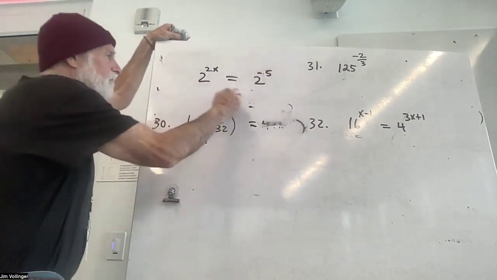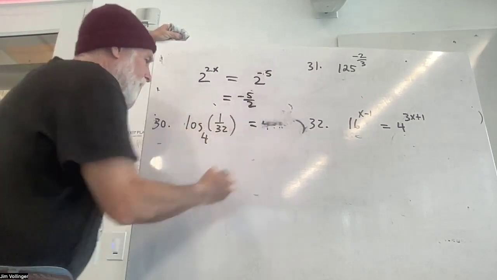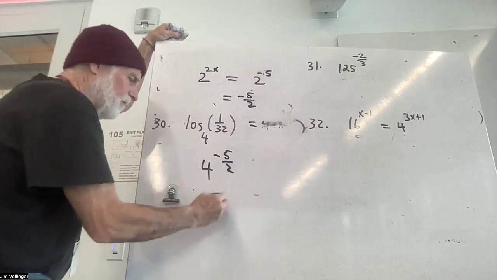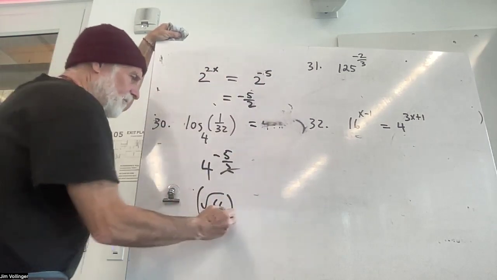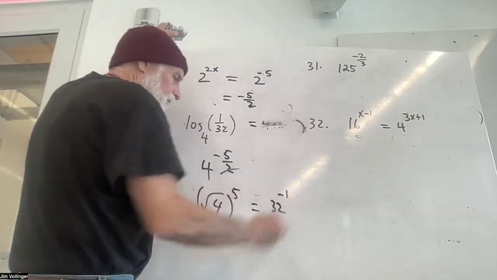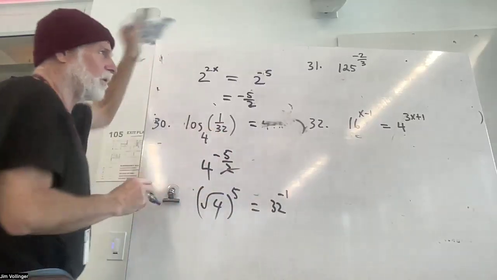So minus 5 halves. So what are the operations? 4 to the minus 5 halves. Well, the first operation is the square root of 4. That takes care of that. Then I'm going to do the 5th power, and that's 2 to the 5. That is 32. And I'm going to do that to the negative 1, which gets me 1 over 32.